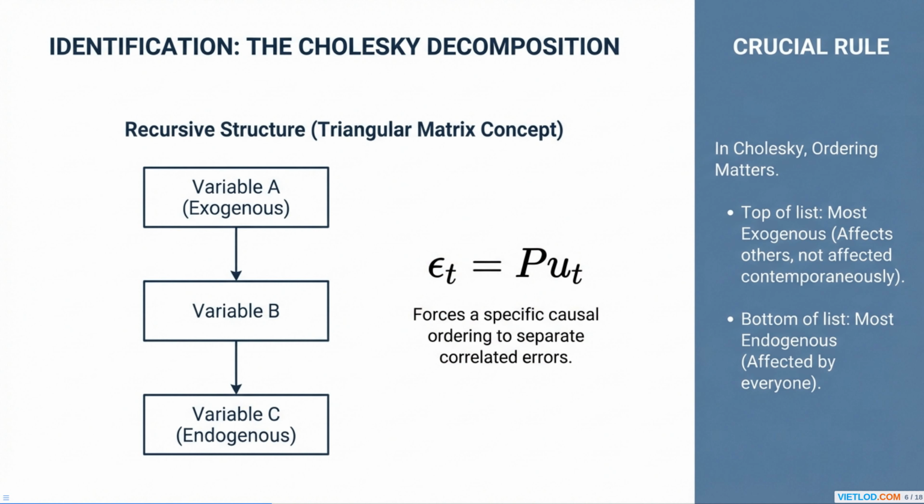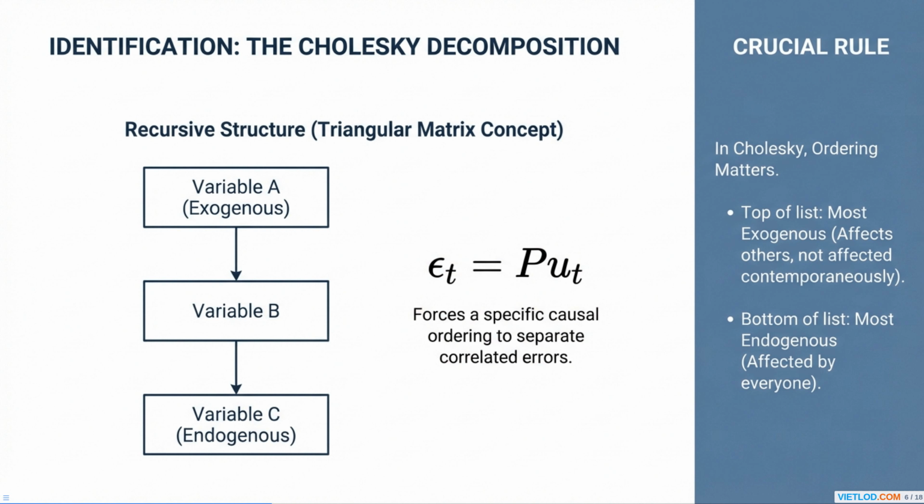Identification is the process of imposing economic theory to separate correlated error terms into structurally meaningful, uncorrelated shocks. The most common method is the Cholesky decomposition. This method assumes a recursive, or causal, ordering among the variables. It transforms the correlated errors, epsilon_t, into a set of uncorrelated shocks, u_t, using a lower triangular matrix P.